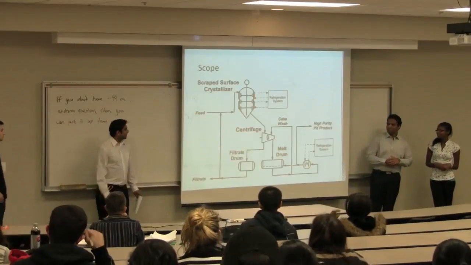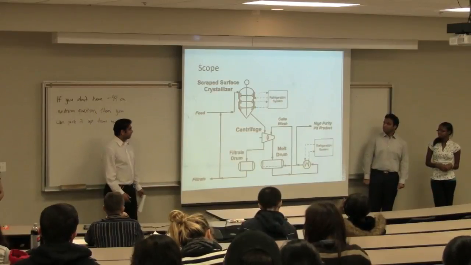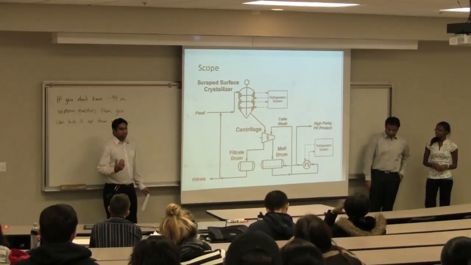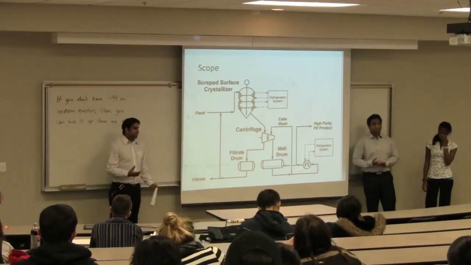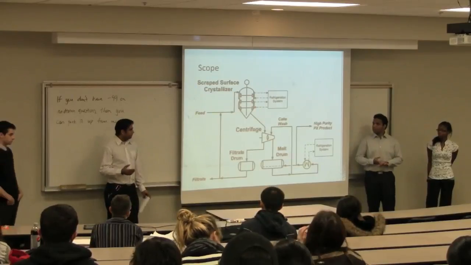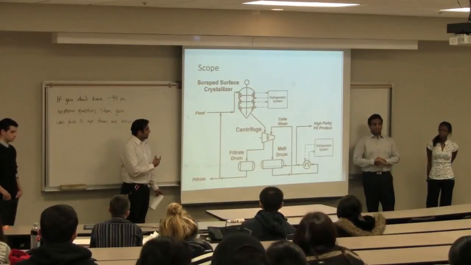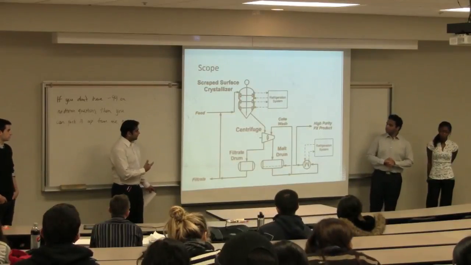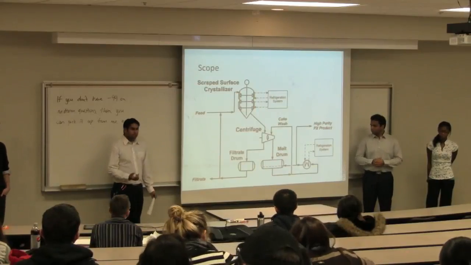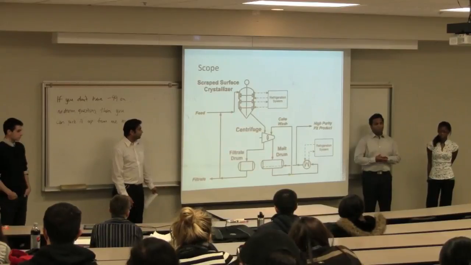So this image from ExxonMobil defines the scope of our project. The feed comes in as a mix of meta, ortho, and paraxylene into the crystallizer, which is refrigerated, and due to the high difference between the crystallizing points, as Sean had mentioned, between para and ortho and meta xylene, the paraxylene can be selectively crystallized. This partially frozen feed is fed into a centrifuge where the meta and ortho xylene are taken off as a supernatant and fed into the filtrate drum for further processing or recycled back to the feed.